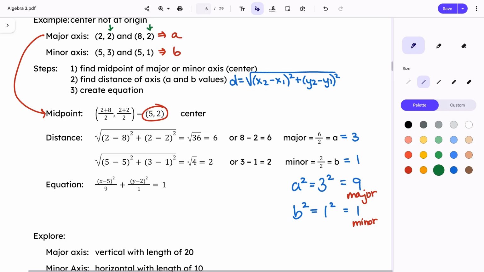If you look at the minor axis, the same thing's happening here. We've got 5 and 5, but there's less distance that follows between 3 and 1. Like up on the major axis, there's 6 units between those points along the x-axis. On the minor, there's only 2 between them. So that's why we know it goes underneath the x. And then the smaller number 1 goes underneath the y. And then just think about what they did here with the center. They're reflecting that by doing minus 5 and minus 2.